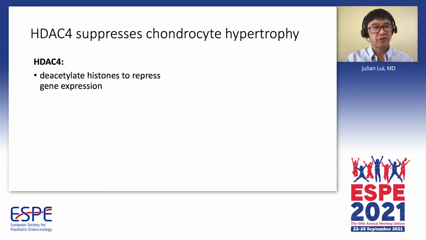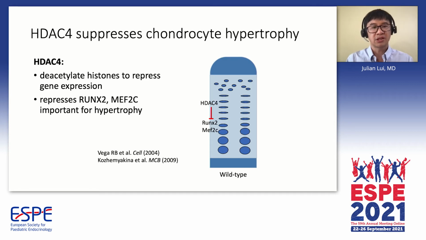Now, HDAC4 is a histone deacetylase, and so it deacetylates histone and likely leads to repression of gene expression. It turns out that HDAC4 represses some genes, including RUNX2 and MEF2C, that are transcription factors important for chondrocyte hypertrophy.